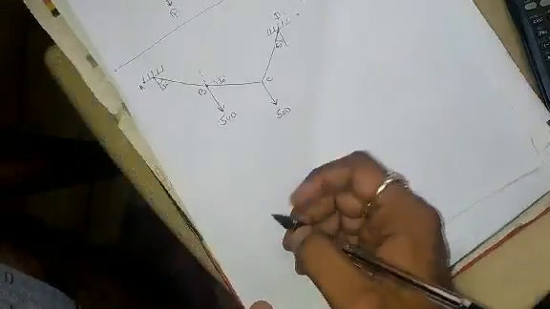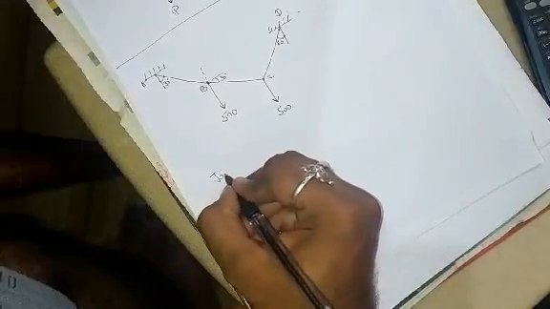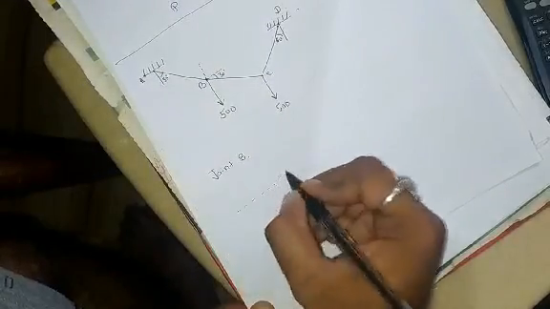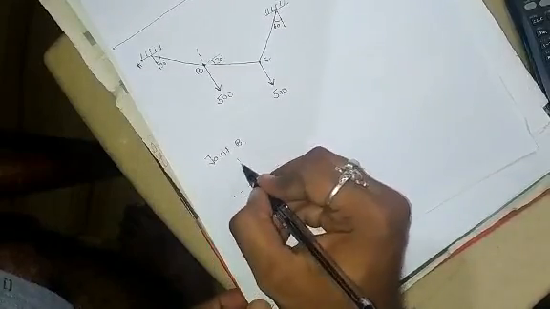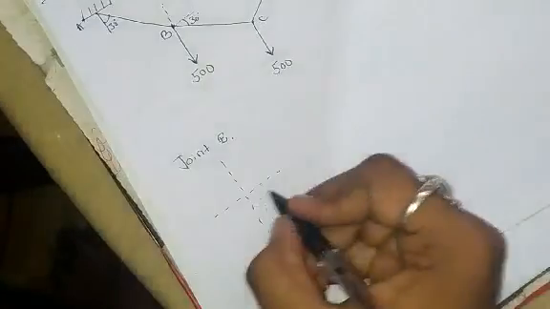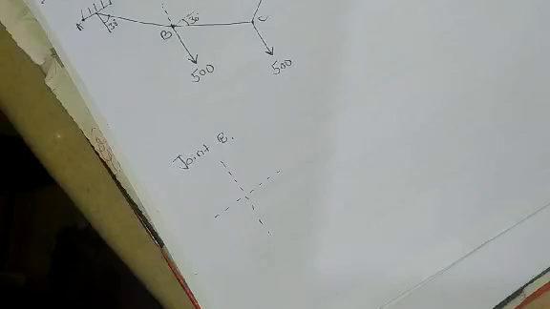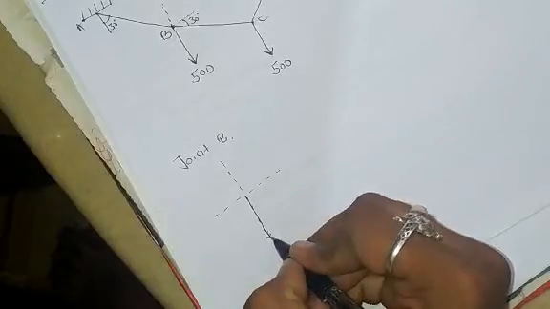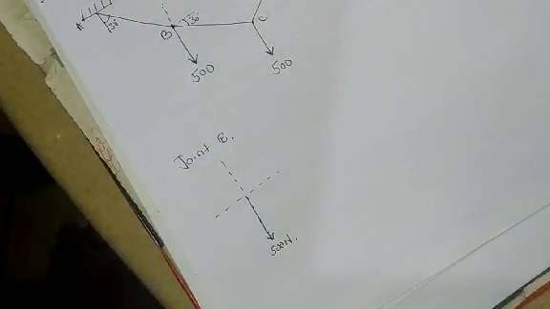So what I will do here is first consider joint B. Let this be your x-axis and let this be your y-axis. Now from joint B, this 500 newton is acting vertically downwards. Remember what I have told you: when you consider a joint, treat each force as tension force. Tension force means the force acting away from the joint.